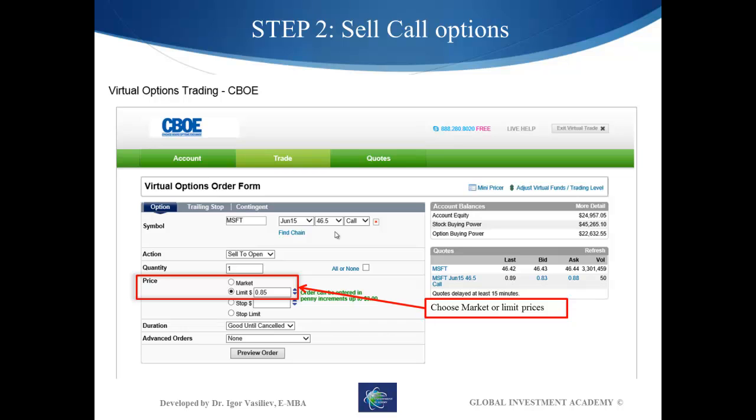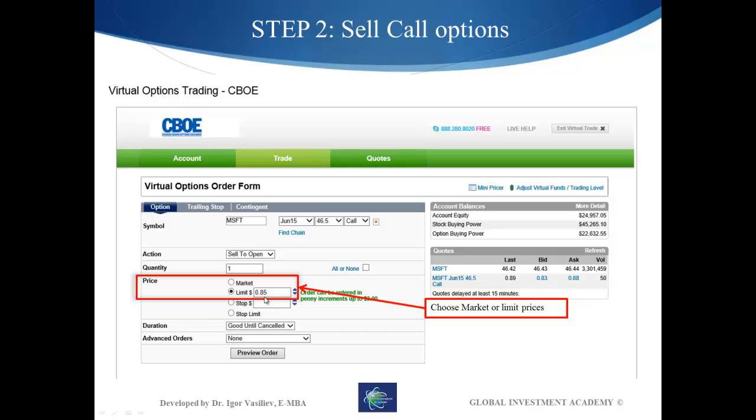Then we set the price. Again, you can have a limit price or a market price. When you trade for real, I always recommend to bargain and try to get a limit price. In the current example, we can set market, but right now I'm going to show you the limit price and then I'm going to change it to market. On the right part of your window, you can see again the prices, the last prices for Microsoft and also for the call options. So I can see that right now I can get only 83 cents. And if I buy the option, I would pay 88 cents. Because we're selling the option, I'm going to get 83 cents.